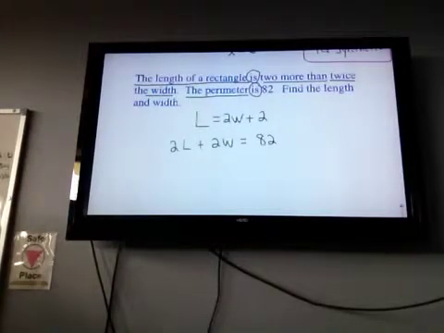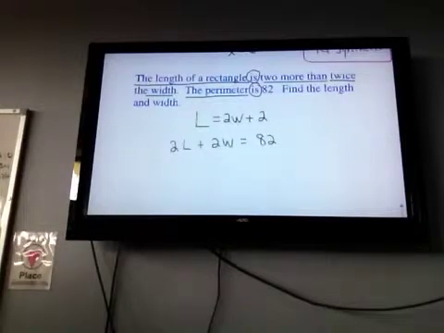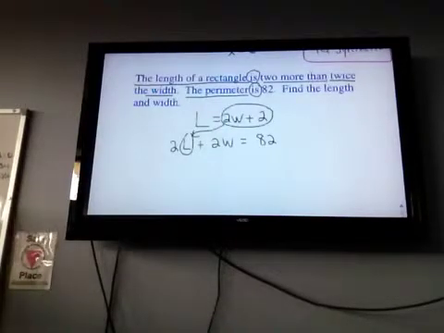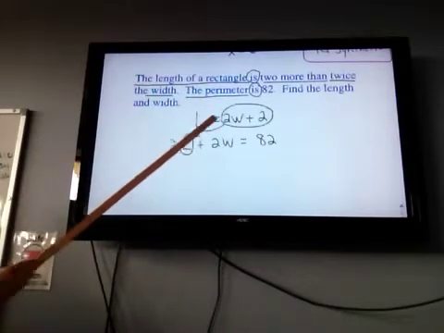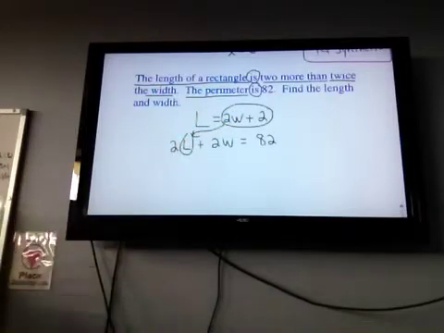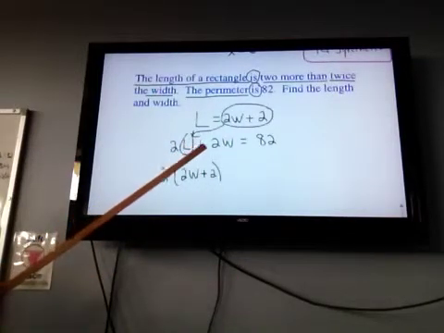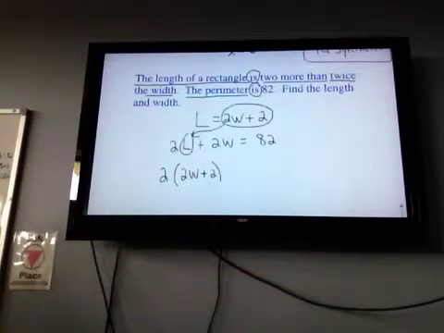On the word problems, I'm not going to force you to use any one specific method. I'm going to go with substitution on here so you can see it. So L equals 2W plus 2, and this is going to go into the other equation for the L. L comes out, 2W plus 2 goes in. All these other pieces are still there, the plus 2W equals 82.